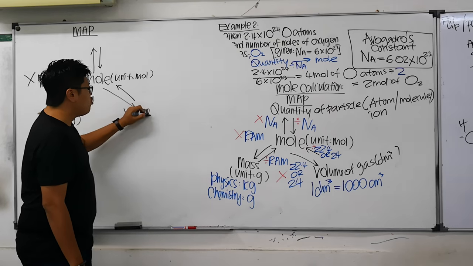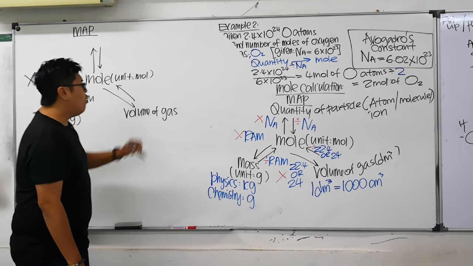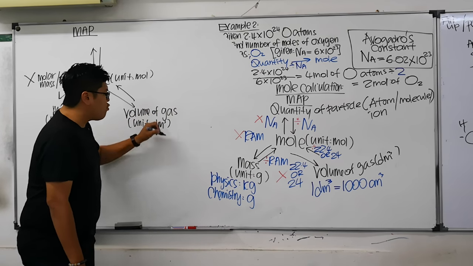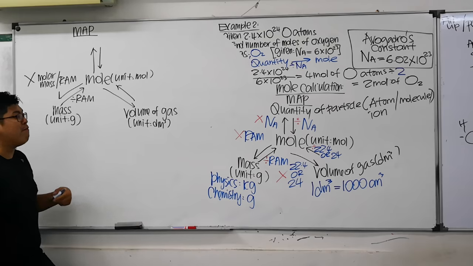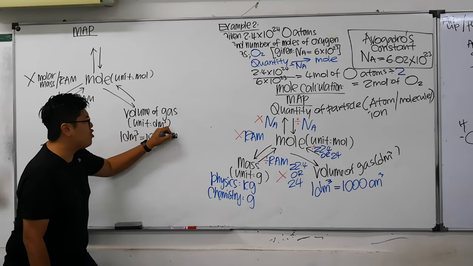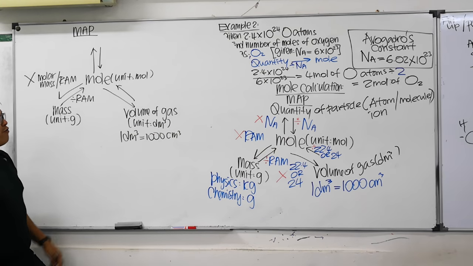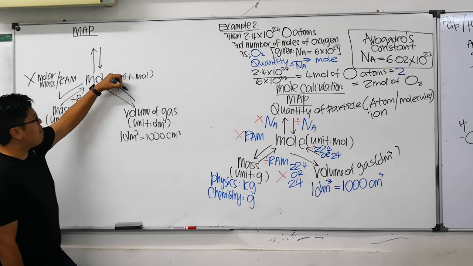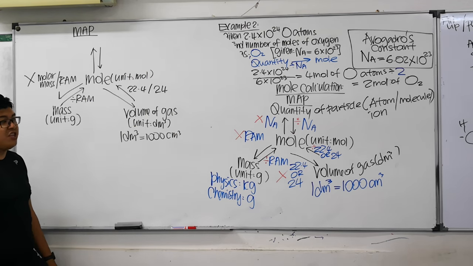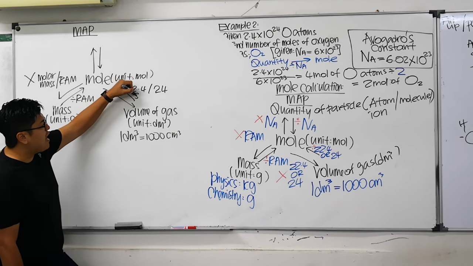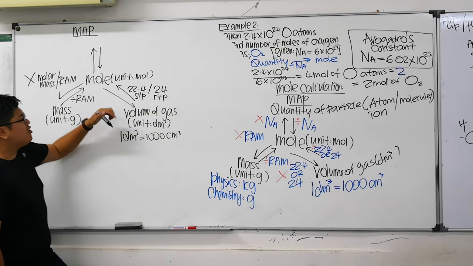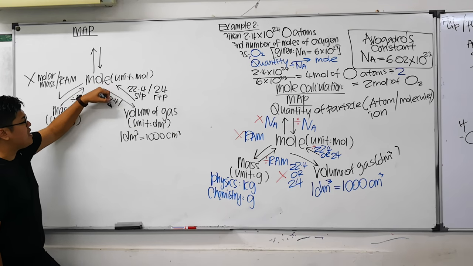The volume is referred to volume of gases. Volume of gases, the unit is dm cubed. In PT3, we are more familiar with cm cubed. 1 dm cubed is equivalent to 1000 cm cubed. Okay, so you must know this. So you have 2 possible numbers. Mole and volume can be related by 22.4 or 24, subject to condition. If they give me STP, I use 22.4. If they give me RTP, I use 24. It all depends on what they give to me, okay?